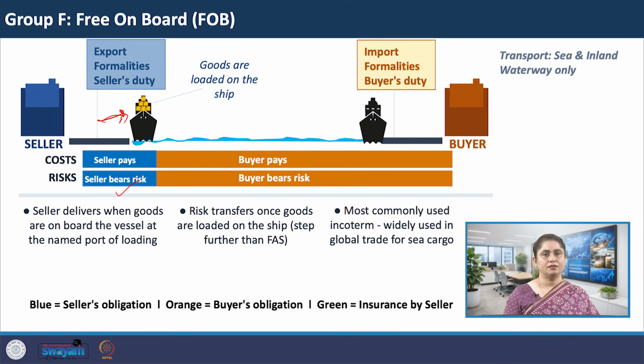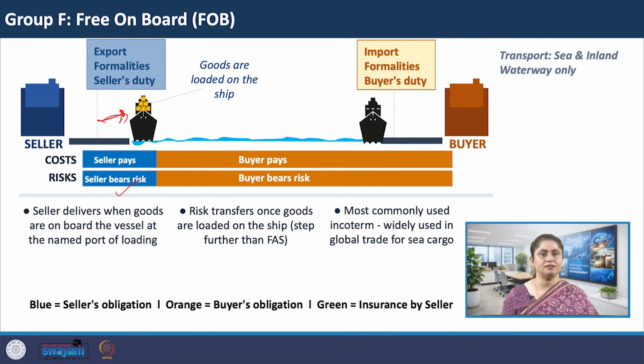Fine. The 3 things to consider here are: the seller delivers goods on board the named vessel at the named port of loading. The seller is responsible for loading. Once goods cross the ship rail and are on board, delivery is complete. Risk transfers once goods are loaded on the ship. This is one step further than FAS.